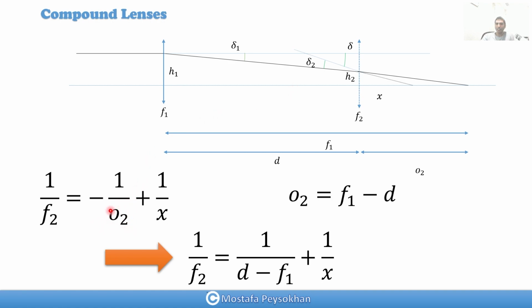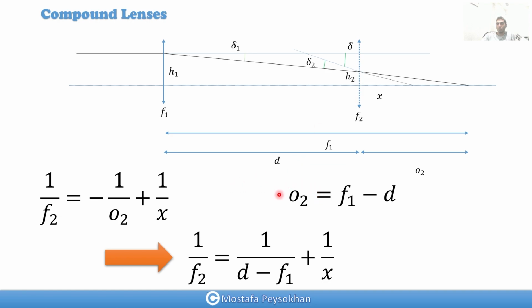The actual value of O2, because a distance cannot be positive or negative, for example, can be 2 centimeters. So it's a number, but the value itself is negative 1 over 2 centimeters. So we put negative 1 over O2 plus 1 over X. What is this X? X is the actual final image. We have an object here and we image it through f2, and the image is going to be here. That's the image of the combined f1, f2 lenses. This distance we call X, and that's actually the back focal length of these two lenses.